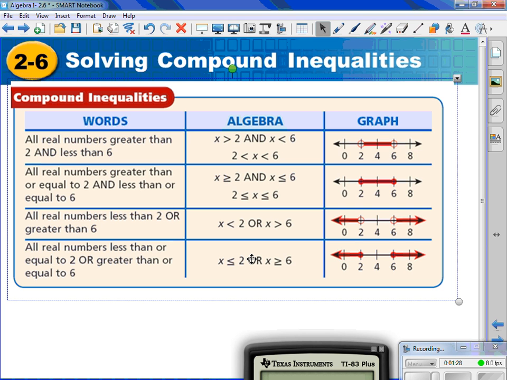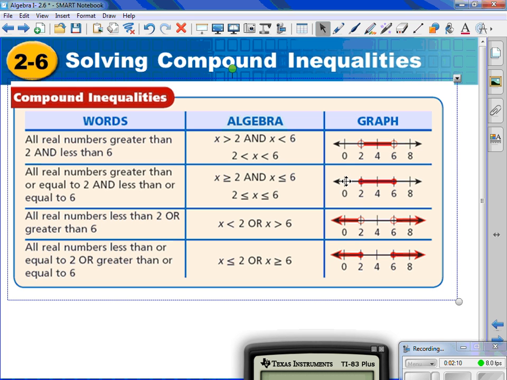All real numbers greater than or equal to 2 and less than or equal to 6. The only difference between those two is that now it includes both of those numbers, so it has the lines underneath. Now we have solid dots on our graphs, and they connect. So that means 2.5, 2.35, 3.5, 4.5, 5.5. All the decimals, all the fractions, every single number in between is there.